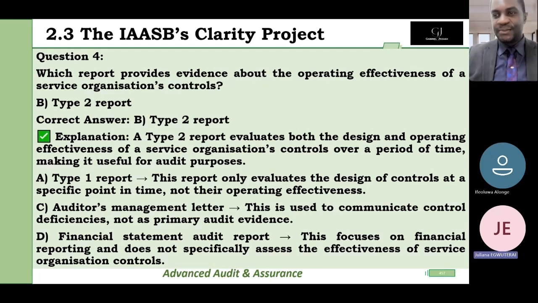Explanation: a type 2 report evaluates both design and operating effectiveness of the service organization's control over a period of time, making it useful for audit purposes.